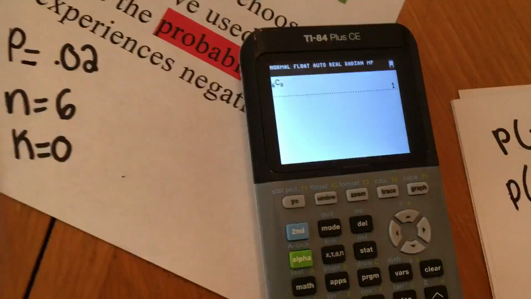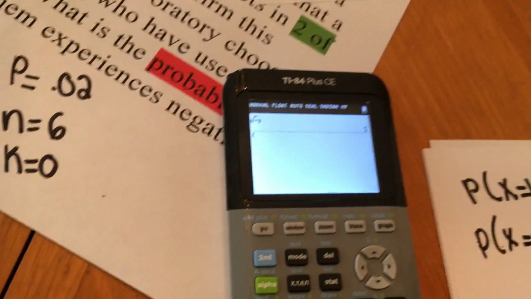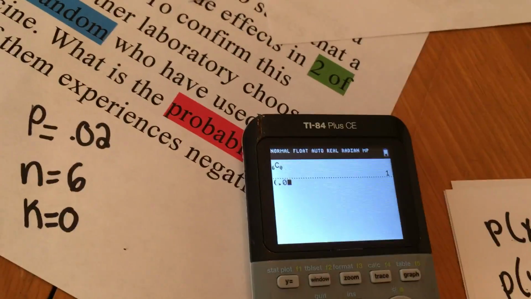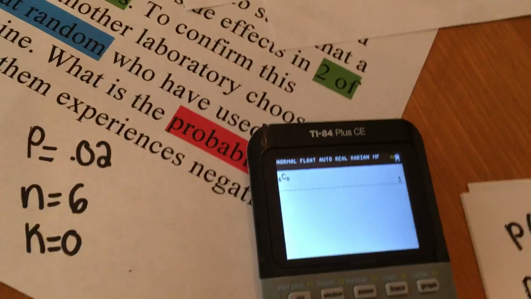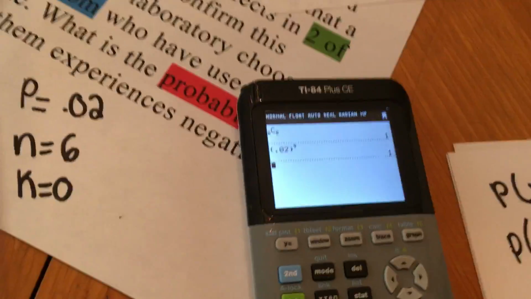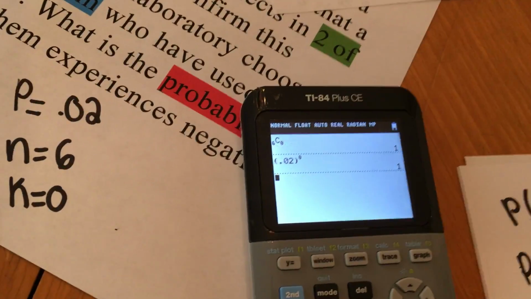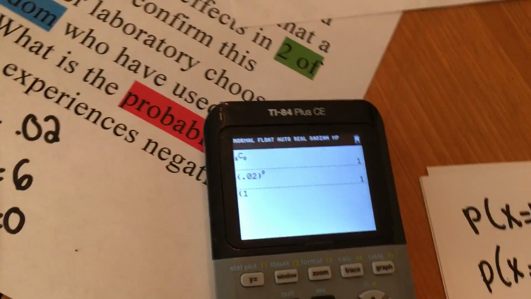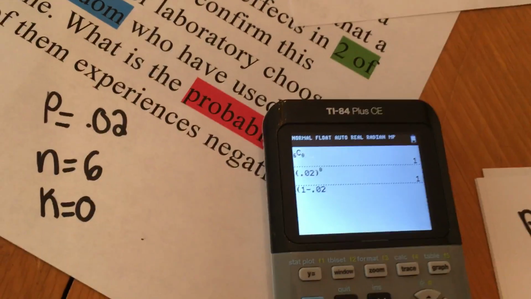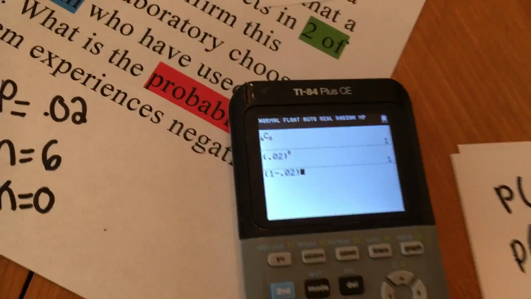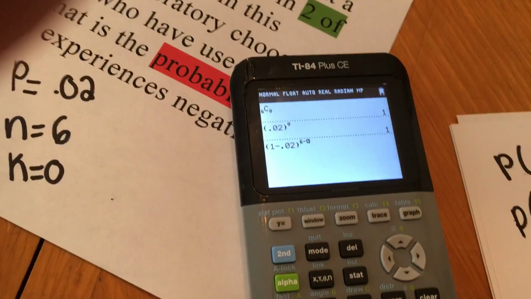And then you'd solve the rest of the problem. I find it easier to solve them individually and multiply them at the end because it decreases our risk of errors. So then you would do 0.02 to the power of 0, which is our k value, and hit enter and get our answer. And then you do 1 minus 0.02, which is our probability, and then do that to the power of n minus k, which would be 6 minus 0, and hit enter to get your answer.